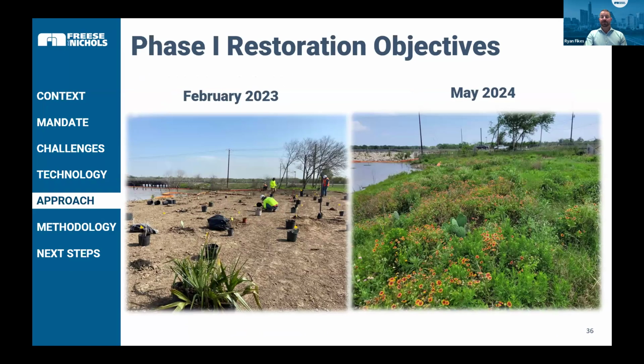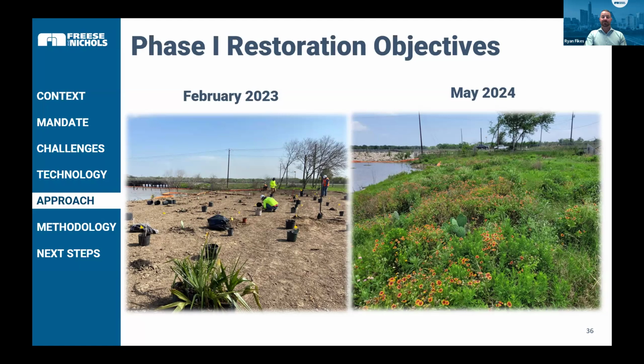Just a quick photo here, one of the areas that we're really proud of. This is 23 versus just earlier this year. Sorry, I don't have an image of what it looked like in its native state, but I would have had to traipse through a lot of thorny vegetation and invasives to get in there.